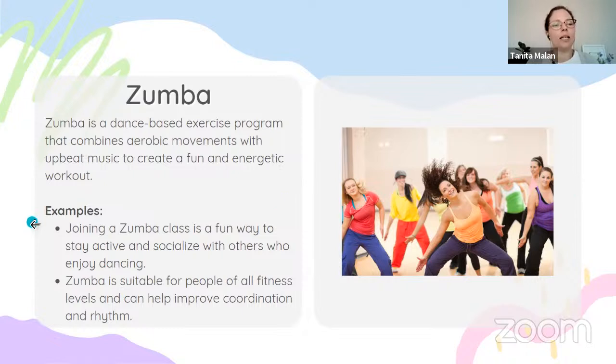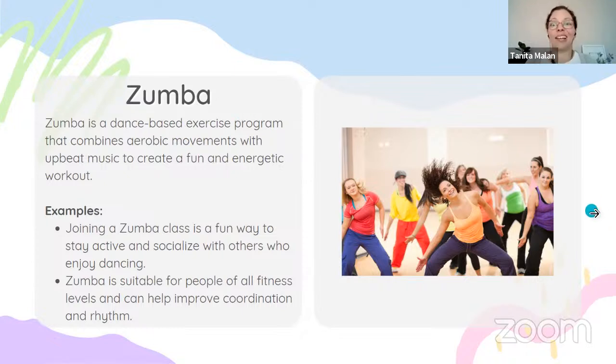So examples, joining a Zumba class is a fun way to stay active and socialize with others who enjoy dancing. Zumba is suitable for people of all ages. All ages? Yes, of course. Zumba is suitable for people of all fitness levels and can help improve coordination and rhythm. Okay, so if your coordination is not so good or your rhythm and you want to work on it, Zumba could be an option for you.